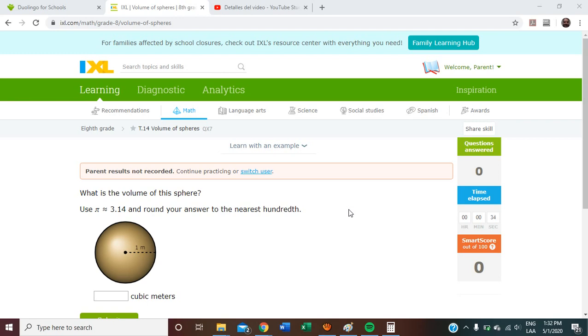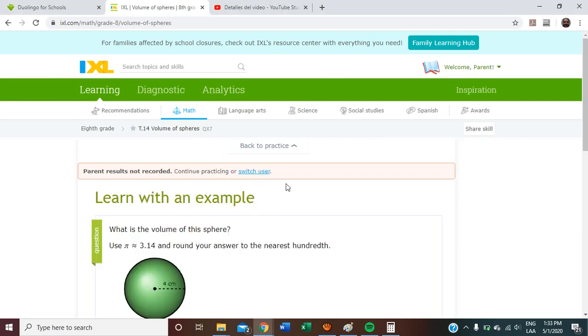This is me, Mr. Zamora again, and I am here to explain the next activity, 8.T.14, volume of spheres. Okay, now we're going to get the volume of spheres. All right. For that, we need to know the formula. What is the formula to get the volume of a sphere?